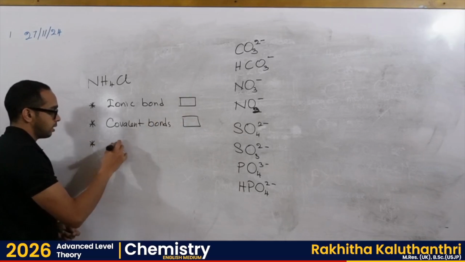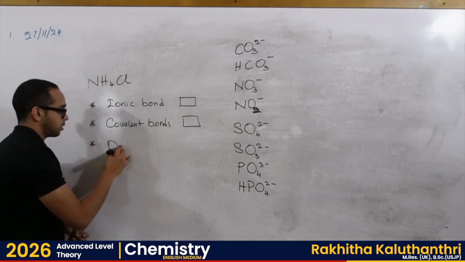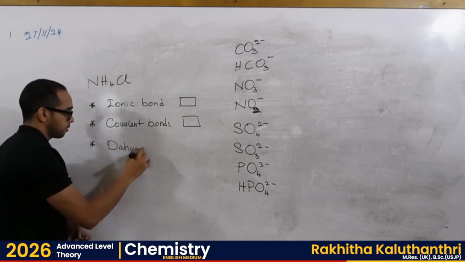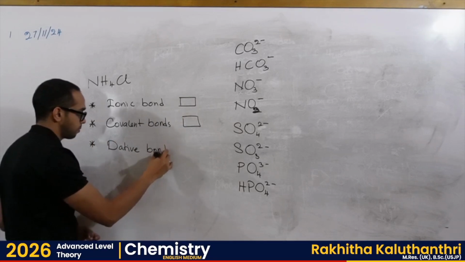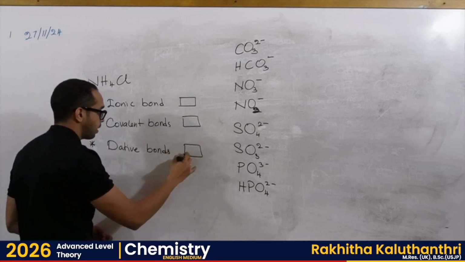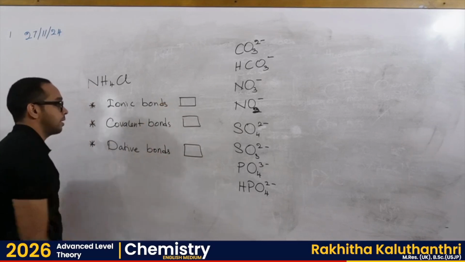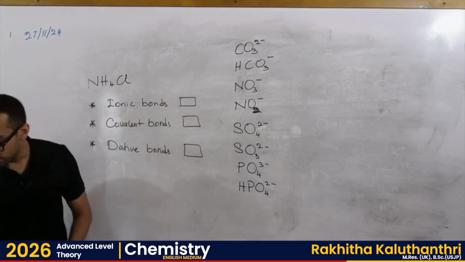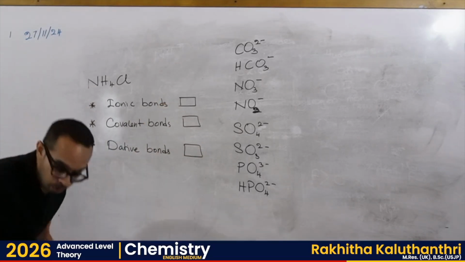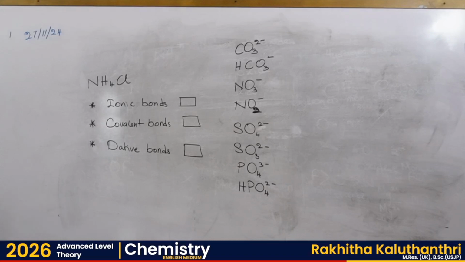And lastly, we have dative bonds. Even if you have one, you have to add a tick here. So do it and tell me which ones you ticked out of all of these.